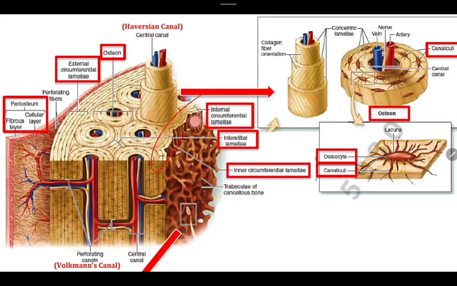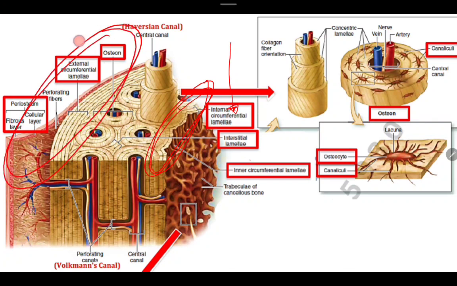Yung mga areas that are near the medullary cavities natin, iyan yung ating internal circumferential lamellae. Yung areas naman na malapit sa ating periosteum, yan yung ating external circumferential lamellae. Both of them, external and internal, have lamella, kasi yun yung main component niya. It's just that because of its position within the compact bone, kaya siya tinatawag na internal circumferential lamellae or external circumferential lamellae. So let's move on sa next slide natin, which is the bone composition.